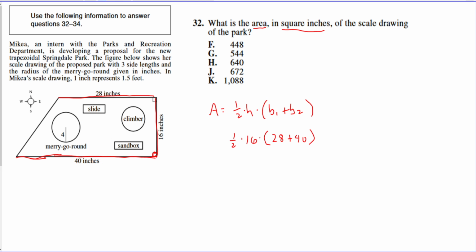I'm going to come back and look at my answers. There's choice letter G, 544 square inches, okay? That's all you have to do for that one.